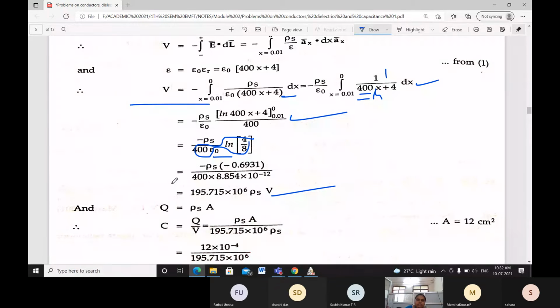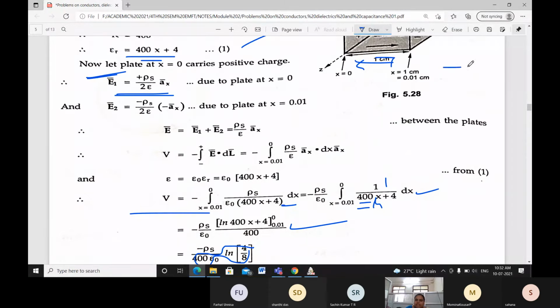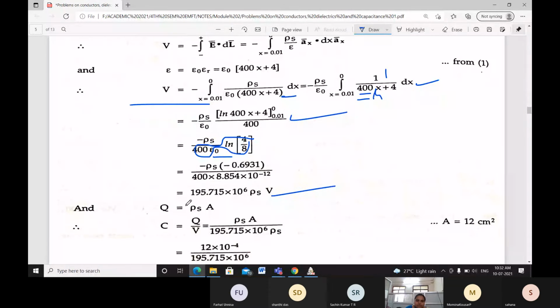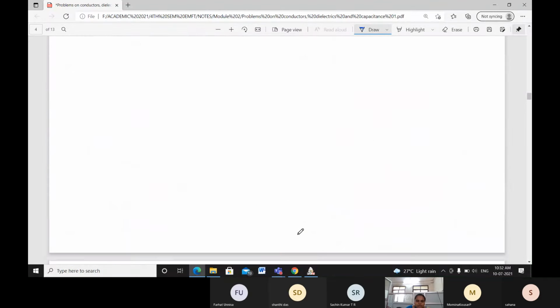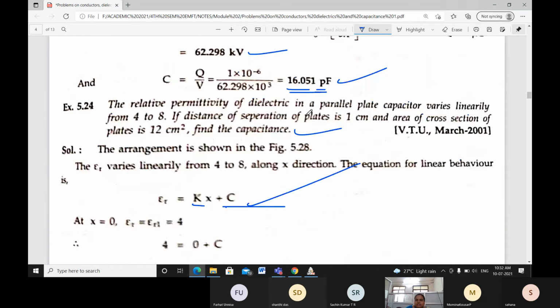Next, we want the capacitance of this area. Then Q is going to be, we know this, surface area into rho_s. C is going to be what? Q divided by V, that is going to be rho_s divided by 195.715 into 10 raised to 6 into rho_s. Rho_s gets canceled, and the A value is given here, that is the area.